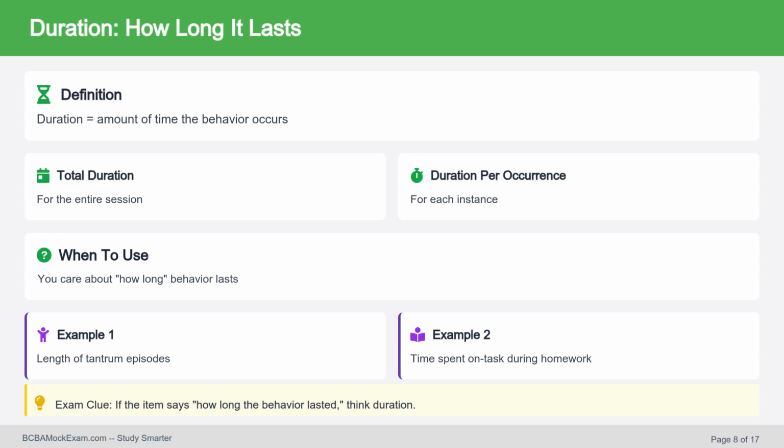Duration tells you how long the behavior lasted. You can measure total duration or the duration of each occurrence. Use duration when the length of the behavior is the meaningful variable. Examples include total time on task or length of tantrum episodes. On the exam, any scenario providing start and end times or asking how long points directly to duration.